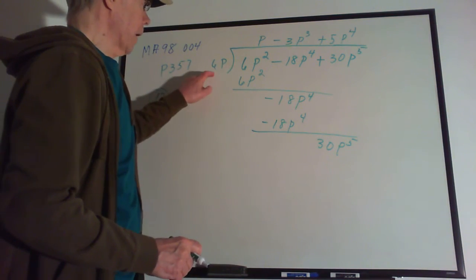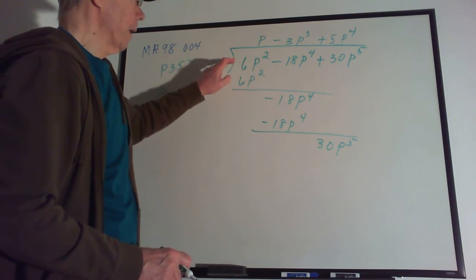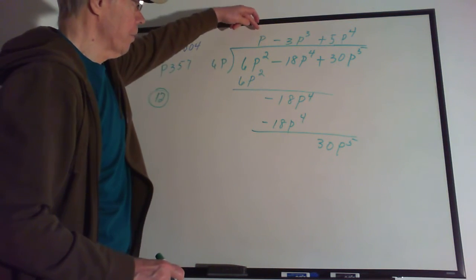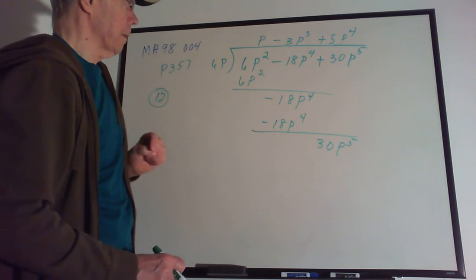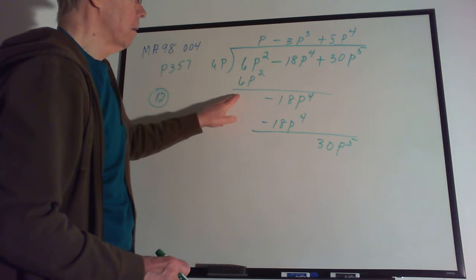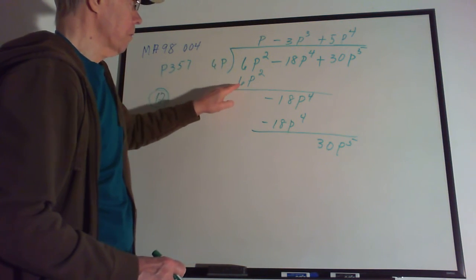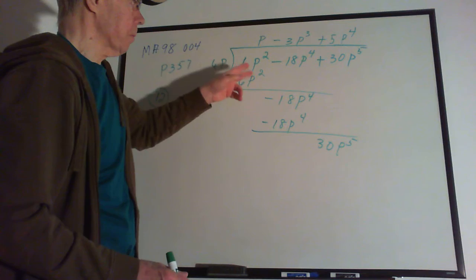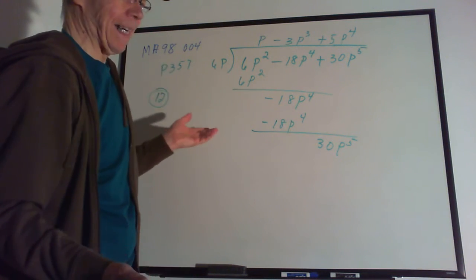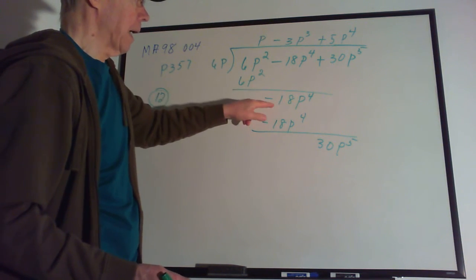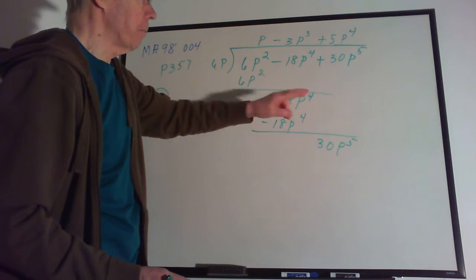All right, 6 divided by 6 is 1. P squared divided by p is p. This number multiplied by this one's going to give me my 6p squared. 1 times 6 is 6. P times p, I add my exponents, I get p squared. Subtract them, I get 0. So I bring down the negative 18p to the fourth.